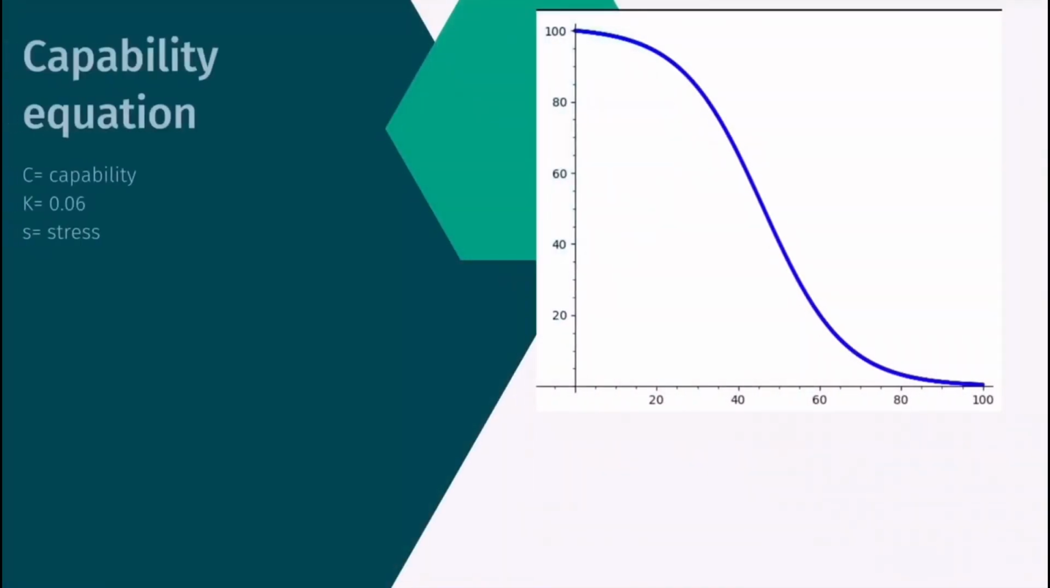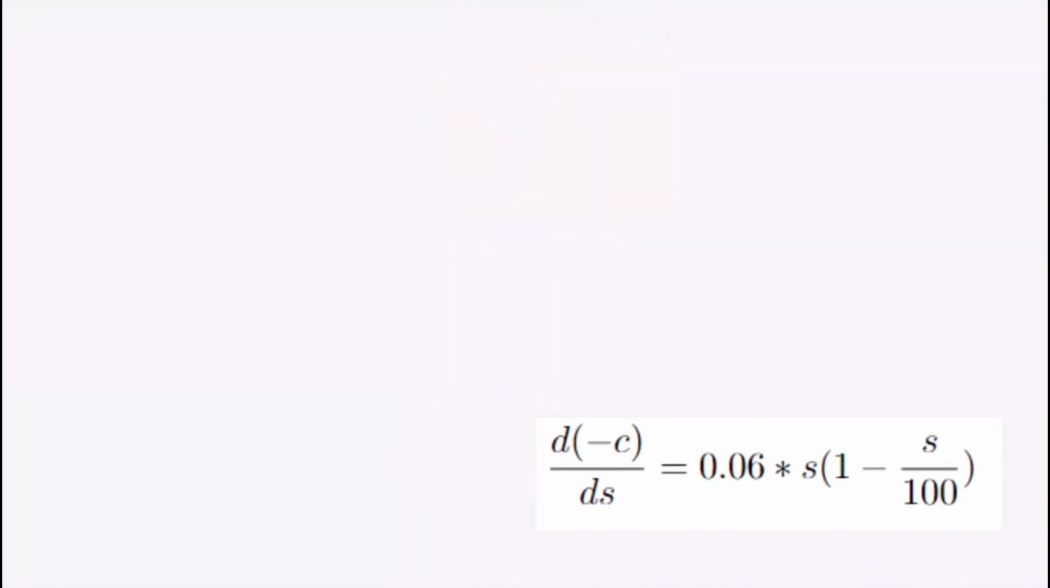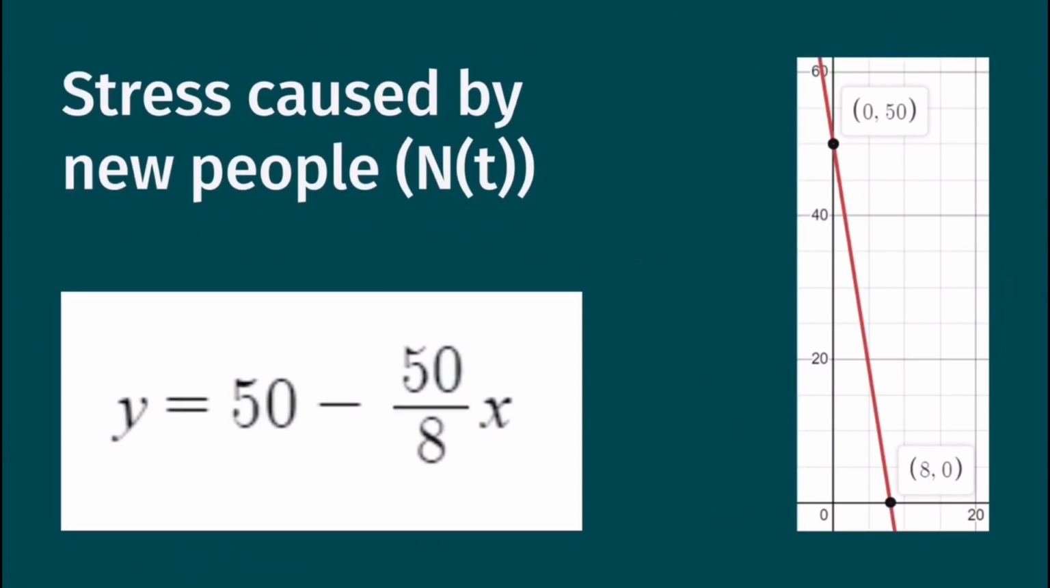Then we have our capability equation, which gives us the capability of the individual based on their stress level. We theorize that the individuals only have a certain capacity for stress, and after they pass a certain point, they become too stressed to continue working. The graph here shows the capability and stress graph. Finally, our last equation is N of T, or the amount of stress caused by the new people.